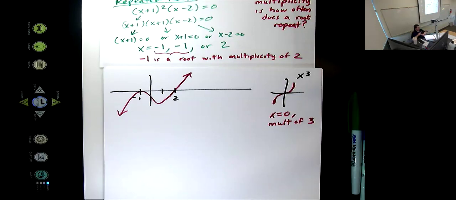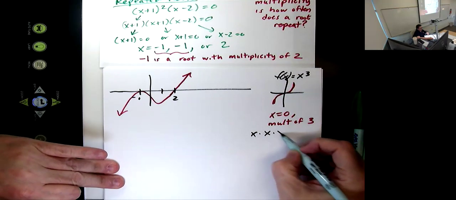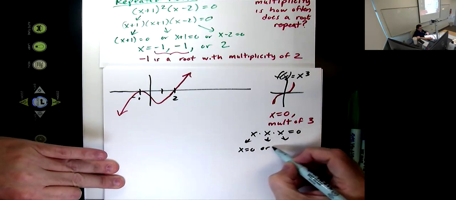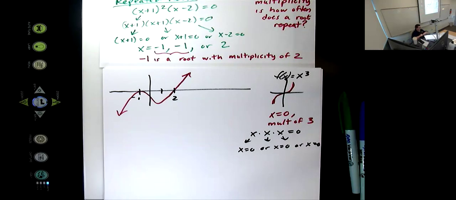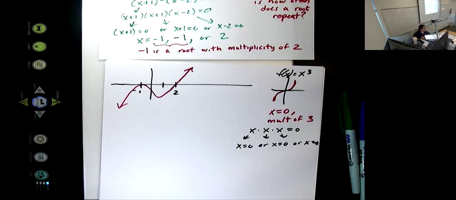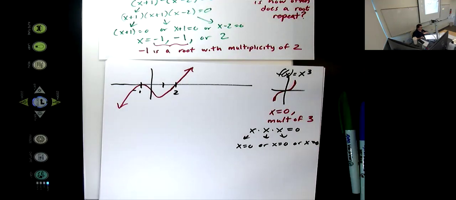If f of x equals x cubed, I could literally write that's x times x times x equals 0. x equals 0 or x equals 0 or x equals 0. So this is where we're going with it. This is why we care about repeated roots, and why we want to track them if the answer shows up more than once. If it was x to the 5th, it would cross the x-axis 5 times. That's where we're going with it.